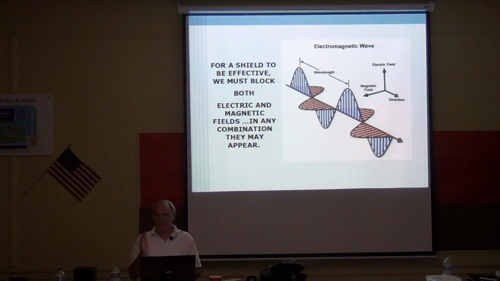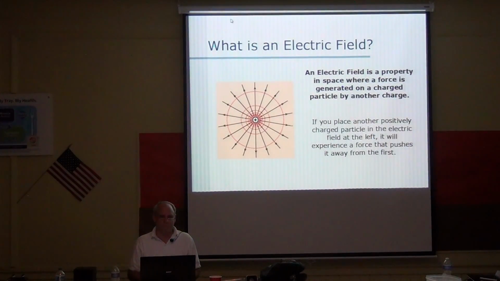Okay, an electromagnetic wave consists of a magnetic wave and electric wave. As it propagates, you get magnetic, electric, like you see in this little diagram. In order to build a shield, you've got to be able to shield the magnetic and the electric. So what's an electric field?